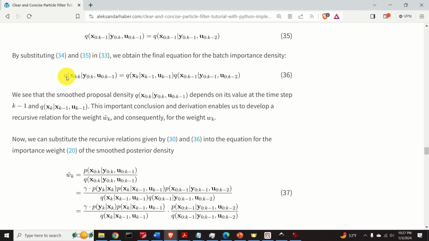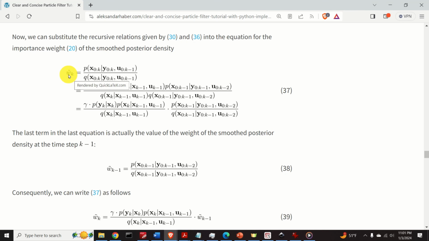From this equation, we can observe that the smoothed proposal density, that is this part over here, depends on its value at the time step k minus 1. That is, it depends on this part over here. This important conclusion and derivation enables us to develop a recursive relation for the weight wk tilde, and consequently for the weight wk. Let's see how to do that.